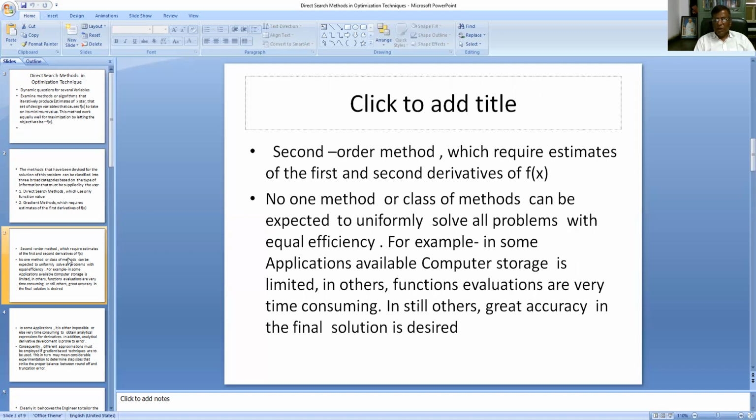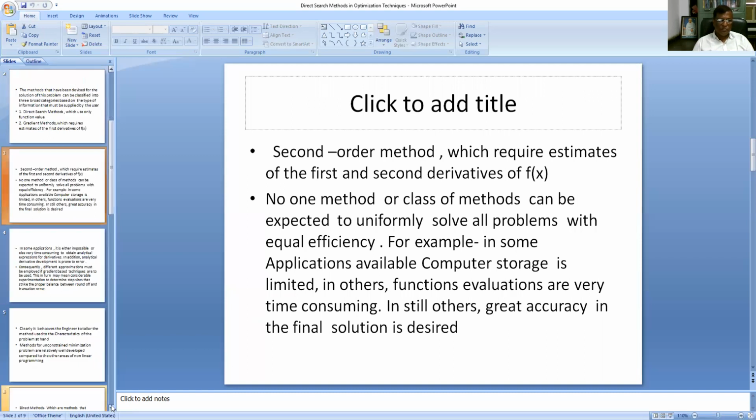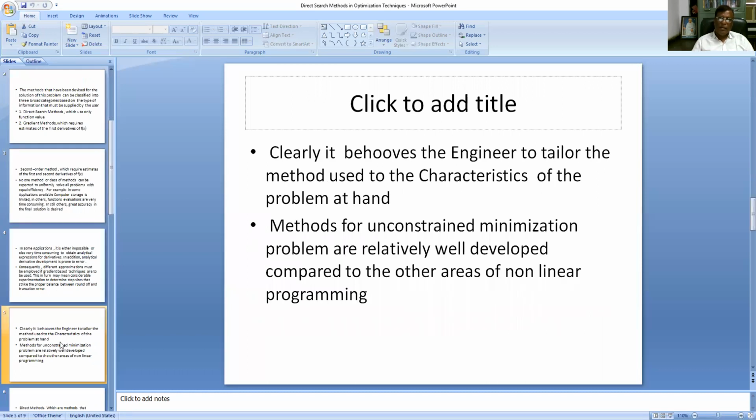No one method or class of methods can be expected to uniformly solve all problems. It means if you are curious to know whether it is possible to solve all the problems with the help of a particular method, no, it is not possible at all, because no one method or class of methods can be expected to uniformly solve all problems with equal efficiency. For example, in some applications, available computer storage is limited, and in others, function evaluations are very time consuming. And in still others, great accuracy in the final solution is desired. So clearly it behooves the engineer to tailor the method to the characteristics of the problem at hand.